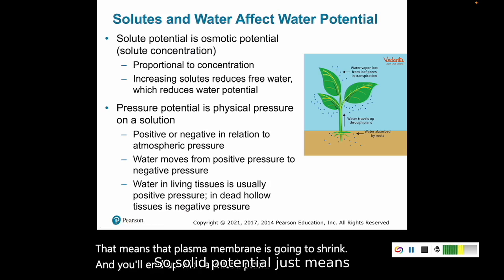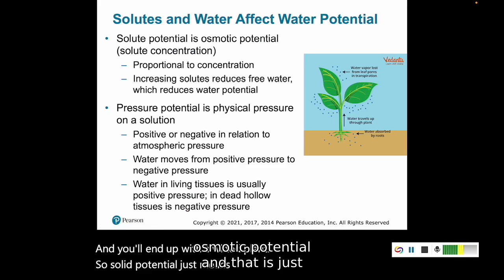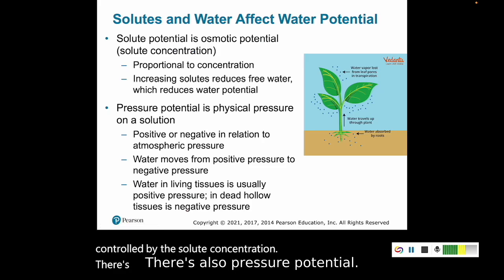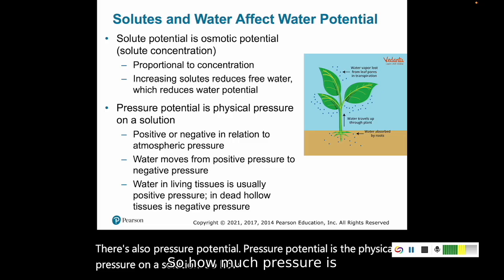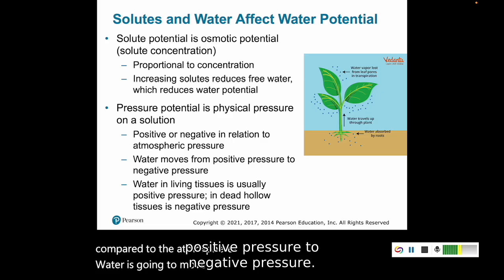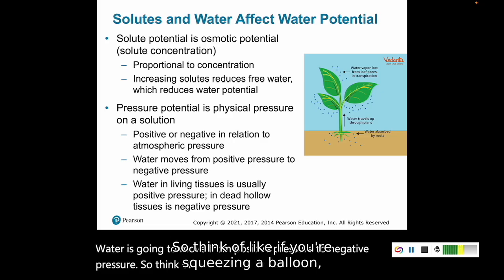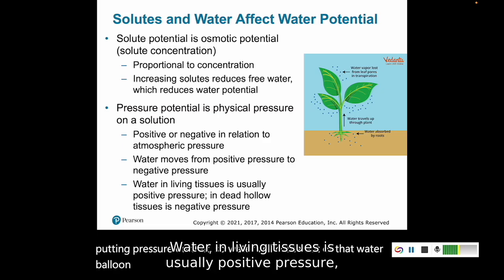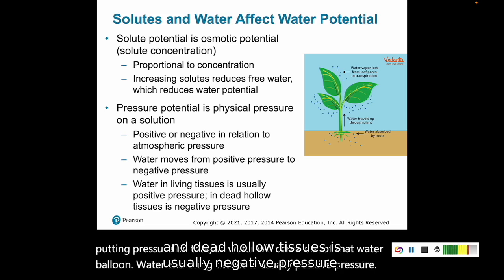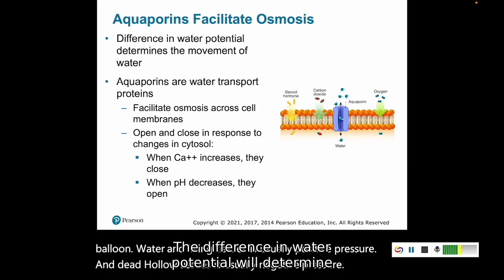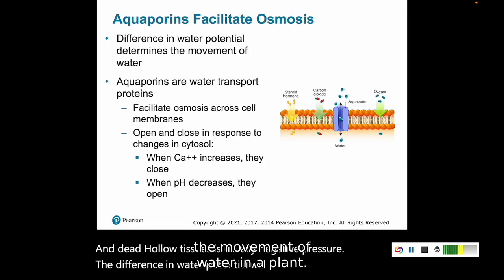So solute potential just means osmotic potential, and that is just controlled by the solute concentration. There's also pressure potential. Pressure potential is the physical pressure on a solution. So how much pressure is inside of the cell compared to the atmosphere. Water is going to move from positive pressure to negative pressure. So think of if you're squeezing a balloon, you're putting pressure on that, so water will come out of that water balloon. Water in living tissues is usually positive pressure, and dead hollow tissues is usually negative pressure. The difference in water potential will determine the movement of water in a plant.